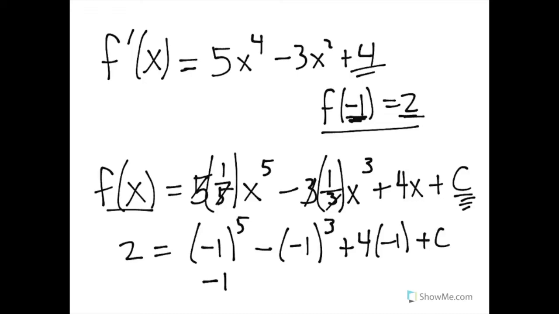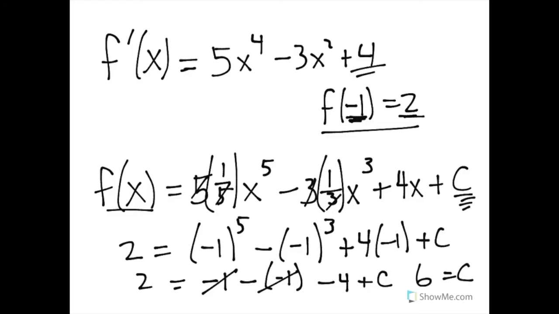Negative 1 to the 5th is negative 1. So then minus, and then negative 1 to the 3rd is a minus 1. So that's kind of nice because we have a negative 1 plus 1. Those will cancel. And then we have a minus 4 plus c equals 2. So go ahead and add 4 to both sides. That means that c has got to be equal to 6.